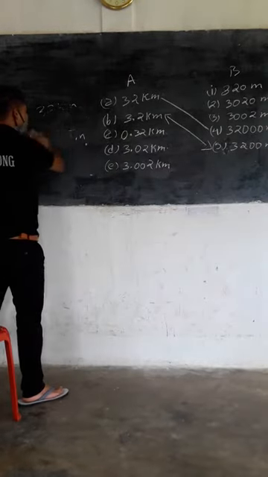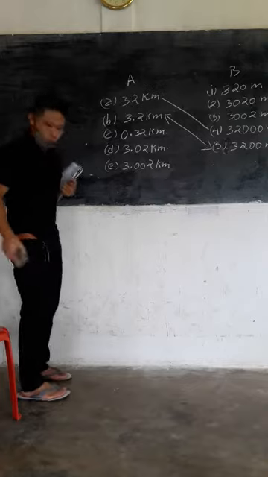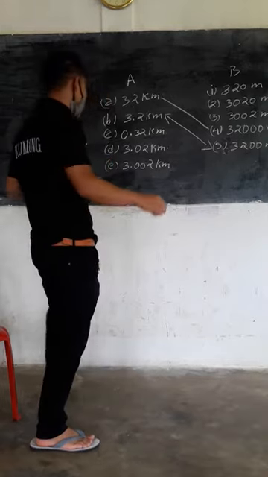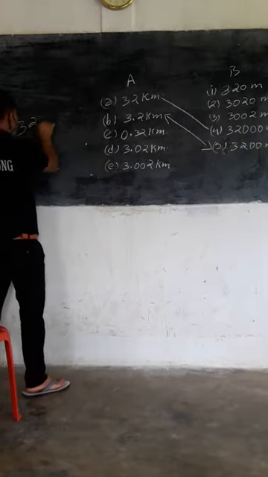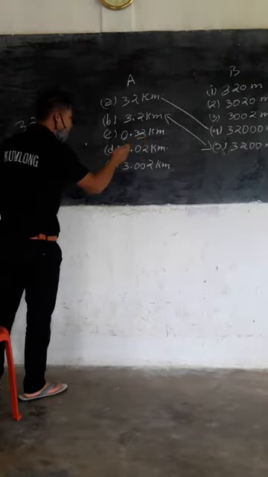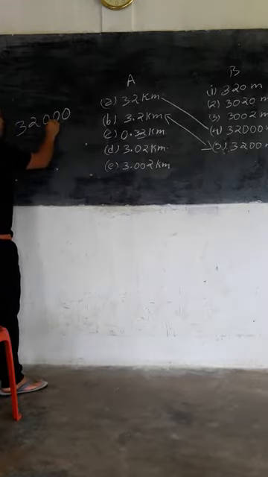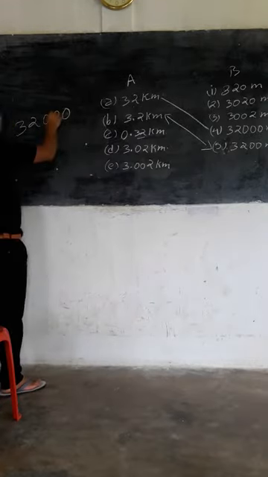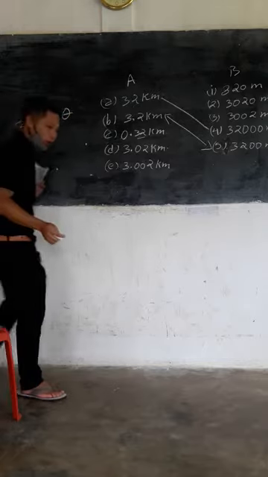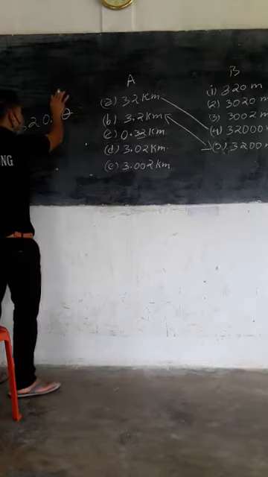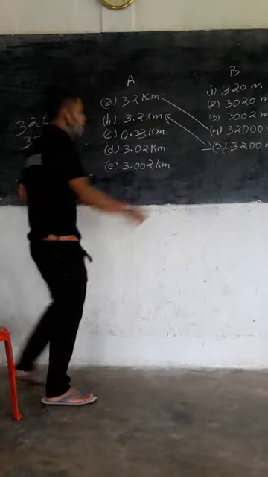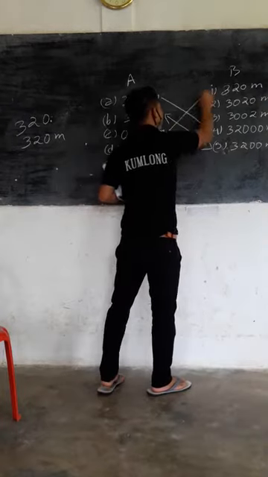Next one, 0.32. When we multiply 0.32 by 1000, the number will be 32000. After two places, we will put the point. So 20 is gone. That means 320. After the point, 0 has no value. So we will eliminate this 20. So the answer is 320 meters. So number C will be number 1.